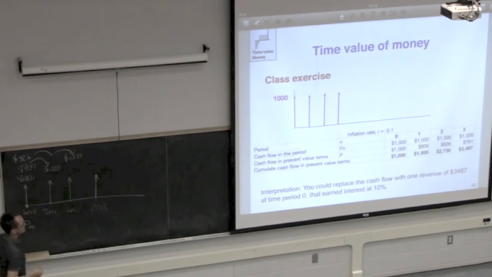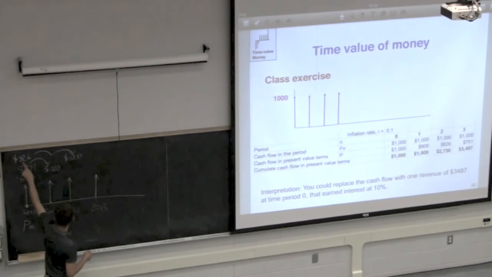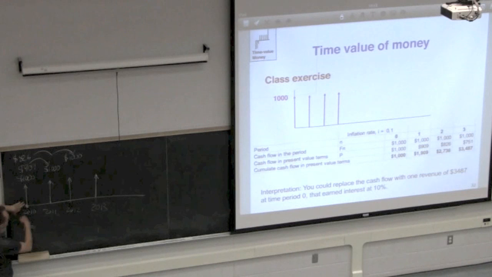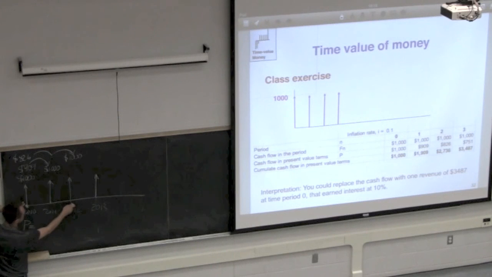at 10% interest compounded, I could have taken $826, invested it for 1 year, got 10% interest, invested for another year, and got another 10% interest. By the end of that 2 year period, that $826 would have grown to $1,000. So from 2010's perspective, that $1,000 that my family was going to give me 2 years from now is only worth $826 in 2010.